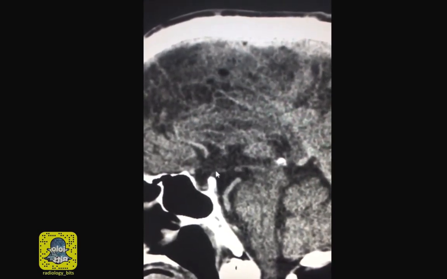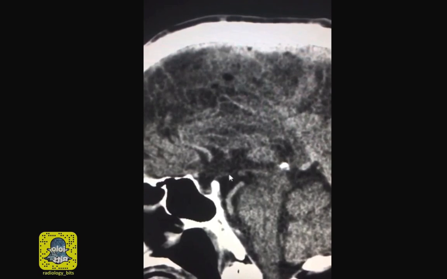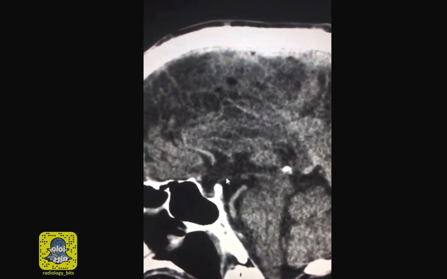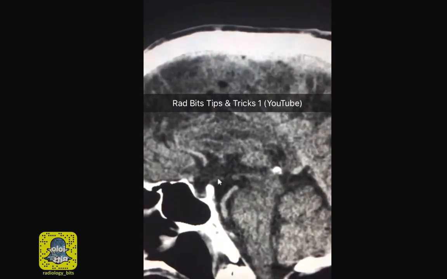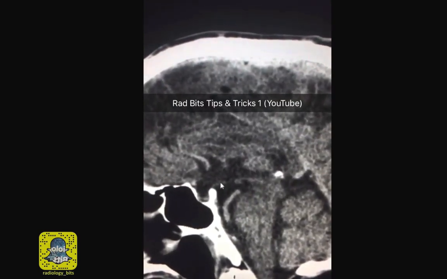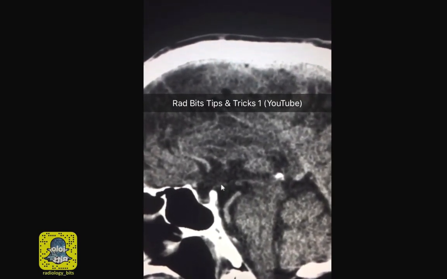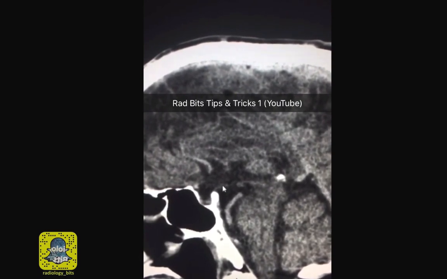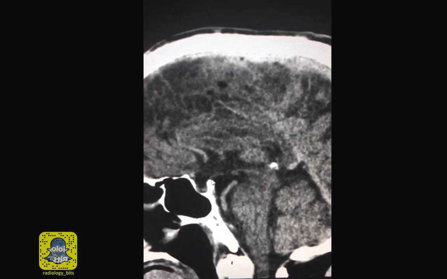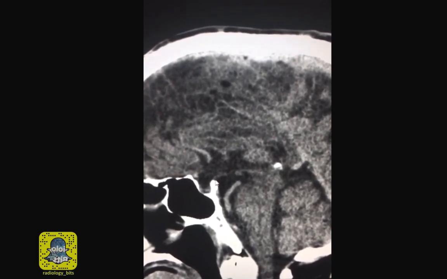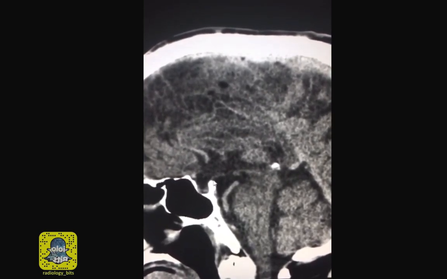We'll talk in detail about the floor of the third ventricle, but if you want to know more about its specific anatomy, you could go to the Radiology Bits YouTube channel. And on the channel, check the first Radiology Bits Tips and Tricks episode. So now you know what's needed to understand regarding the abnormal case. Let's go there and take it step by step.